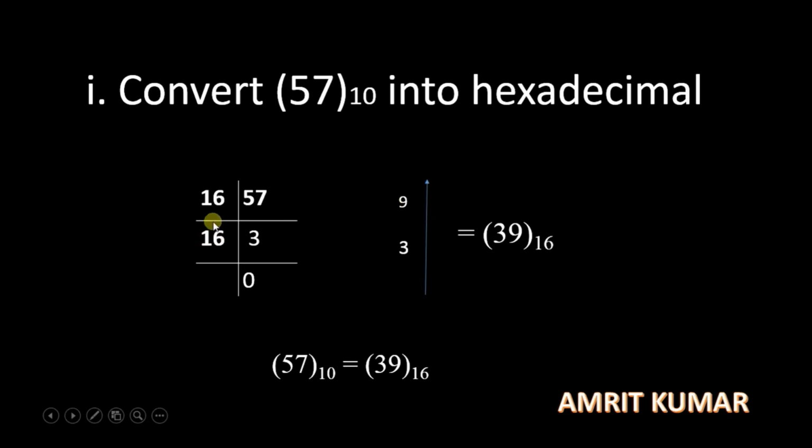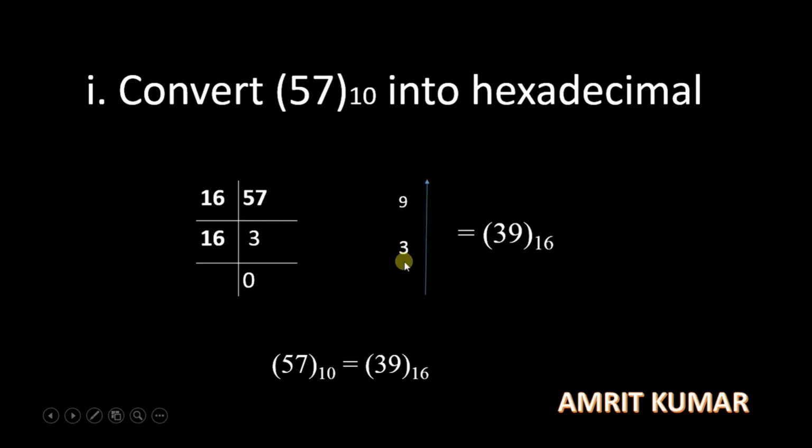After that, 3 is divided by 16. Actually, 3 is not divisible by 16, therefore we get 3 here as the remainder. So overall, we need to follow the bottom to top approach after that. So we have written 3, 9, because we need to write 3 first, then 9. We need to write from bottom to top.